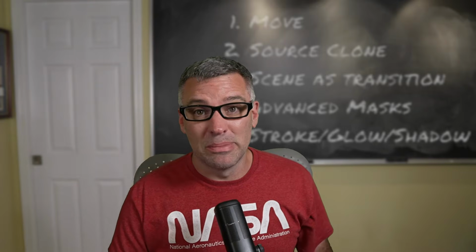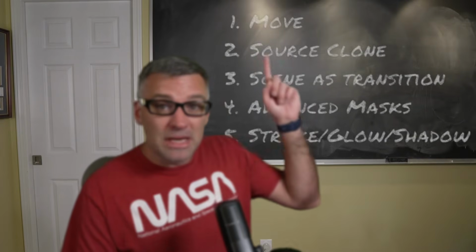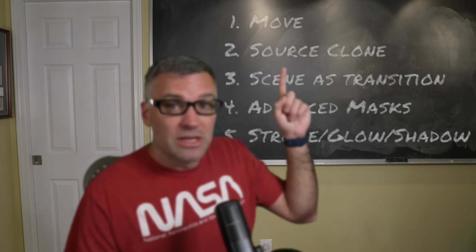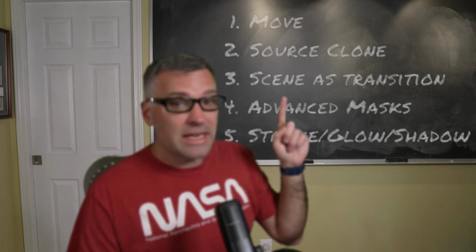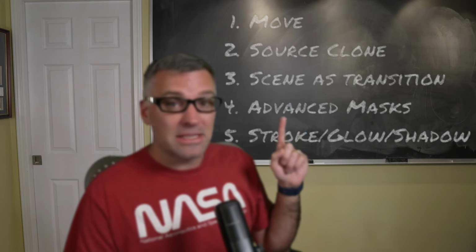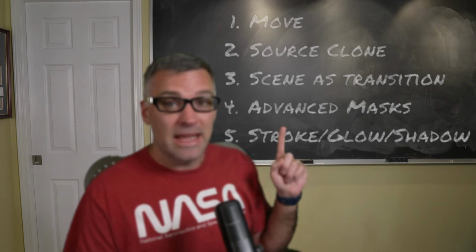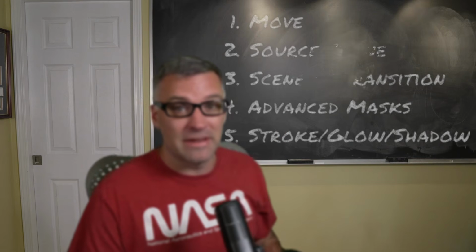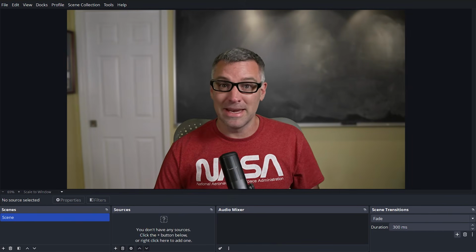To create this transition, we are going to use several plugins. Those plugins would be the Move plugin to make all of our animation, Source Clone, Scene as Transition to build the transition itself, Advanced Masks for our Luma mask, and finally Stroke Glow Shadow for that neat electrical effect that you see around all of the edges. Now let's hop into OBS and make it happen.